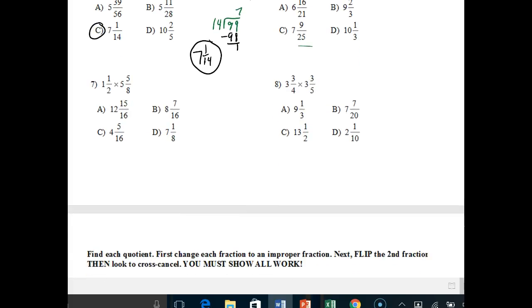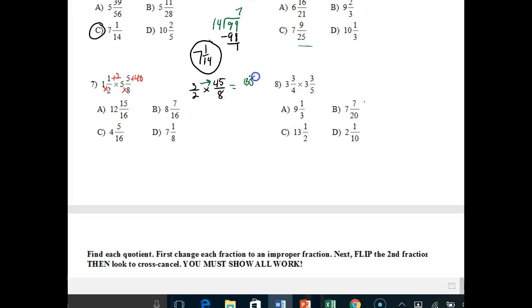I'm in the hallway. Number 7, we have 1 1/2 plus 2 here, 5 times 8, which is plus 40 here. So our new fractions are 3 over 2 times 45 over 8. So unfortunately on this one we don't have anything we can cross cancel. So we'll just do 3 times 45. Which happens to be 135.